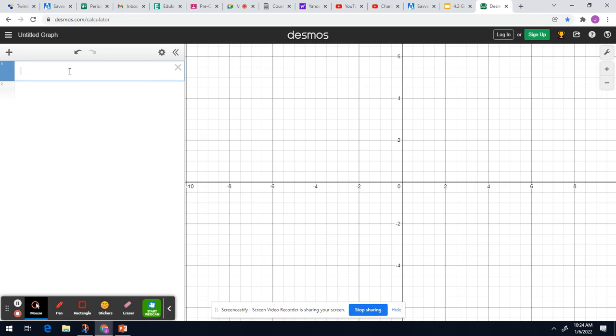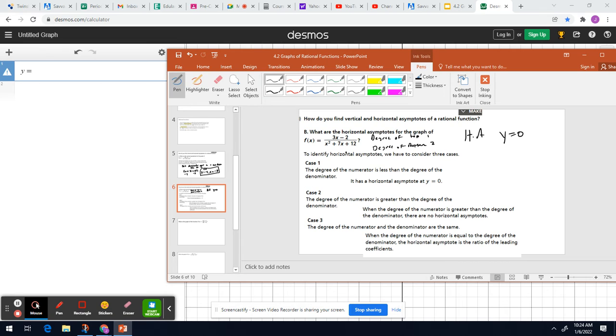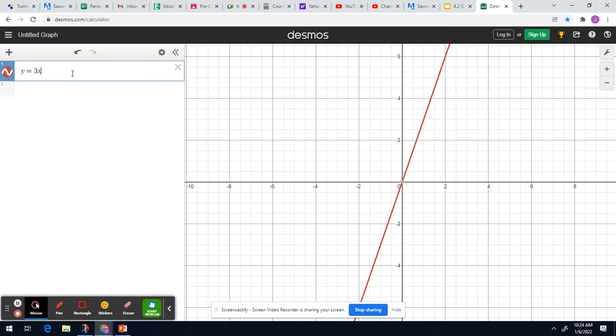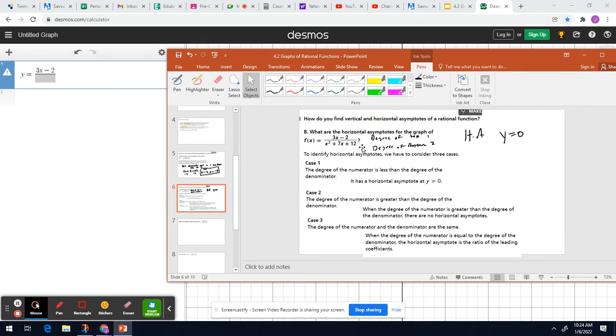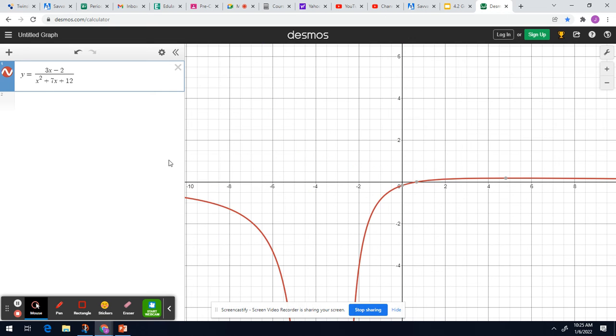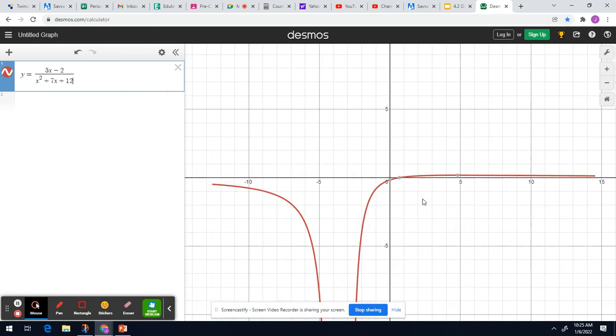If I went ahead and graphed that problem as y equals, and I put x minus 2 on top, 3x minus 2, and understand I'm going to divide the whole thing. Notice how I highlighted that to get that whole thing on the top. And then on the bottom, I put x squared plus 7x plus 12. It's going to give me this really weird looking graph, right?